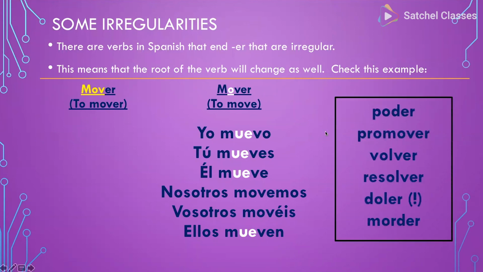All the verbs like this, we've got quite a lot. Poder, promover, volver, resolver, doler, morder. Doler is a very interesting one. It means hurt, to have pain. And actually, we use it a lot when we are saying my back ache is sore, or my knee is sore, or I have a backache. So that's the one we use. And hopefully we'll have a lesson on that very specific verb.